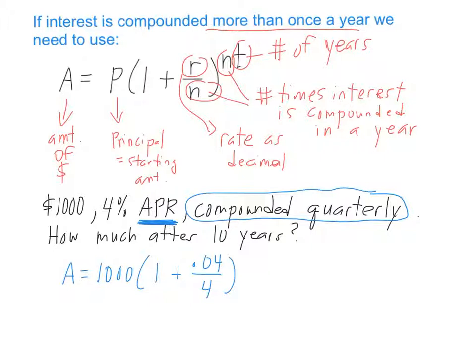So we said that up here you're going to have your 4 times your 10, that's your n times your t, so that's really your 40, okay? So when we write this out, we have 1,000 times 1.01, that's what we get when we simplify the inside, raised to the 40. Okay, so again, this 1% that we see here on the inside, that's really being applied 40 times.